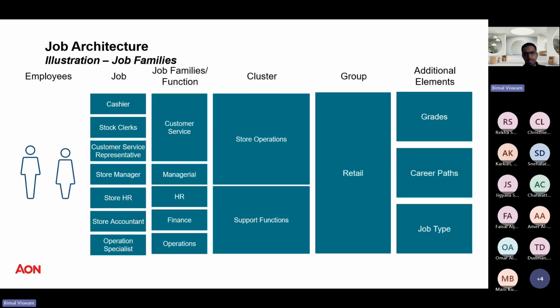Now, when I say hierarchy of jobs, there are a few things that job architecture encompasses. That is, it has the levels, titling, grades, career paths, maybe even aspects like groups or the clusters of the job family function. All of these elements put together along with the hierarchy is in a way called a job architecture.